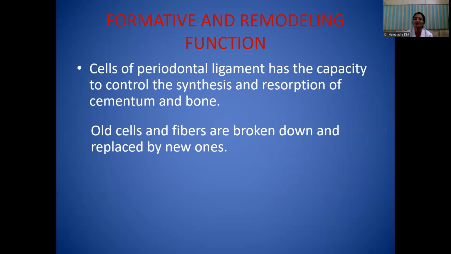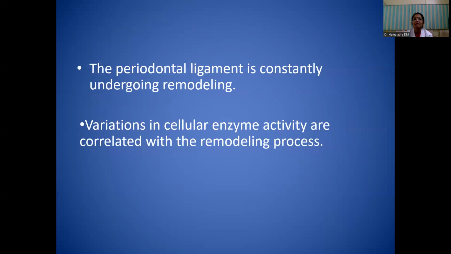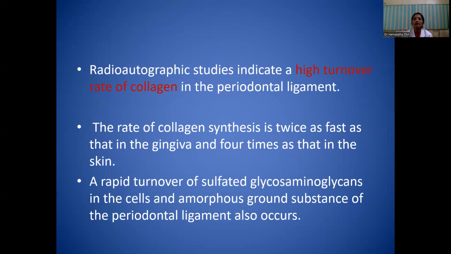The formative and remodeling functions: the cells of the periodontal ligament have the capacity to control the synthesis and resorption of cementum and bone. Old cells and fibers are broken down and replaced by new ones. The periodontal ligament is constantly undergoing remodeling, and the variations in the cellular enzyme activity are correlated with the remodeling processes. Autoradiographic studies indicate a high turnover rate of collagen in the periodontal ligament. The rate of collagen synthesis is twice as fast as that in the gingiva and 4 times that in the skin. A rapid turnover of sulfated glycosaminoglycans in the cells and amorphous ground substance of the periodontal ligament also occurs.